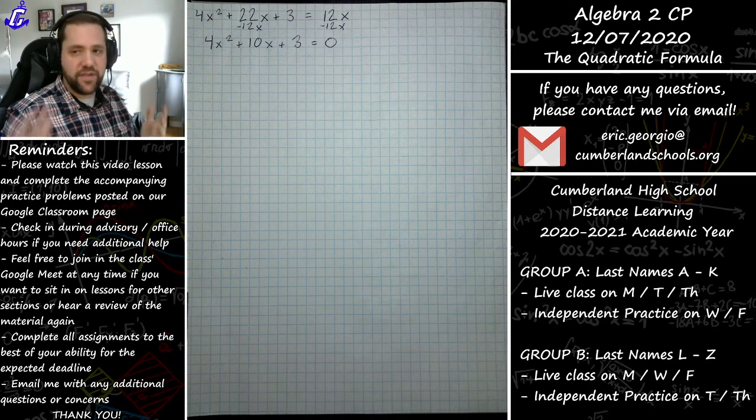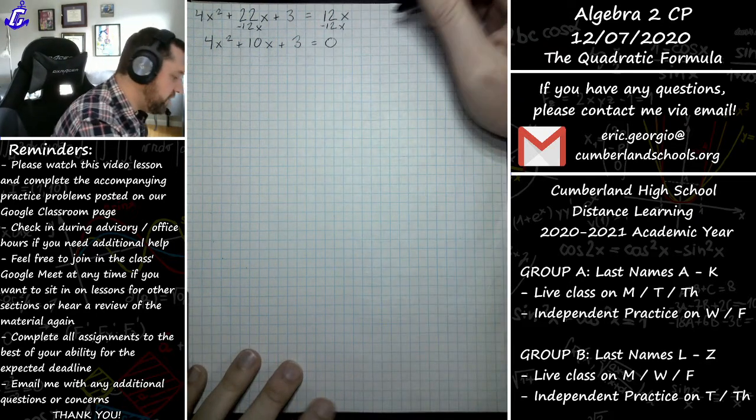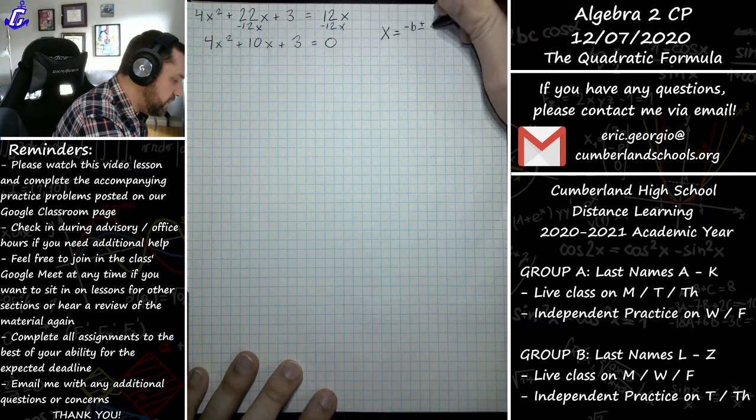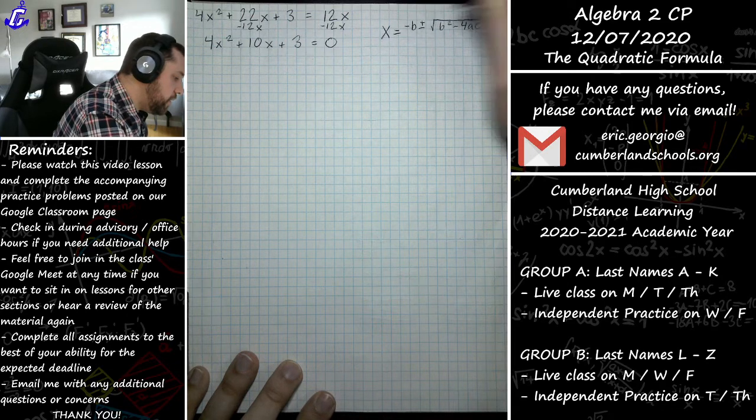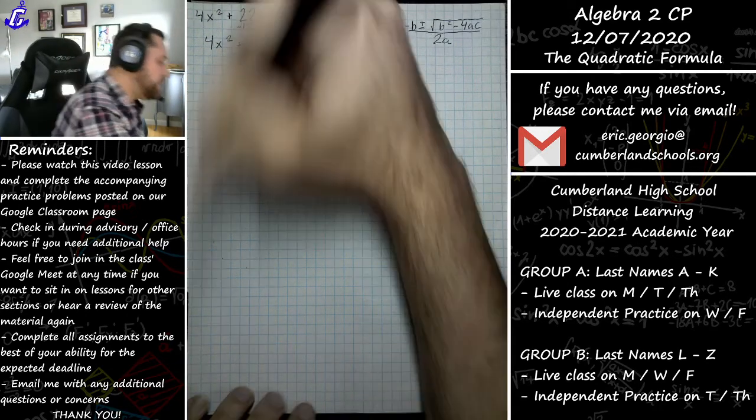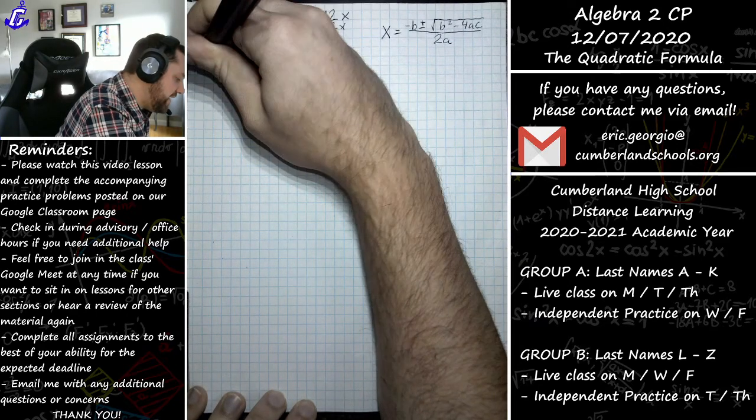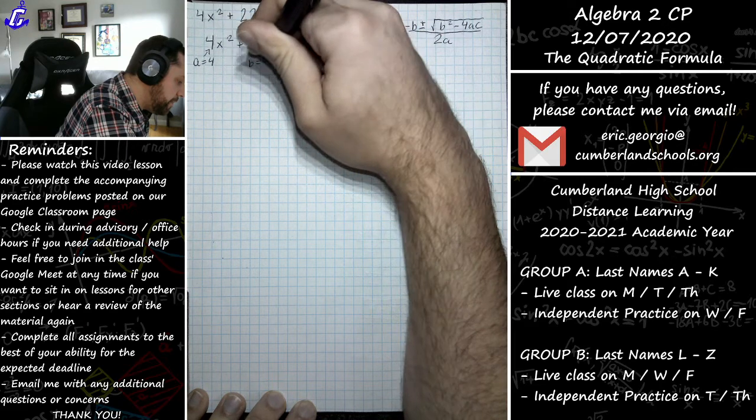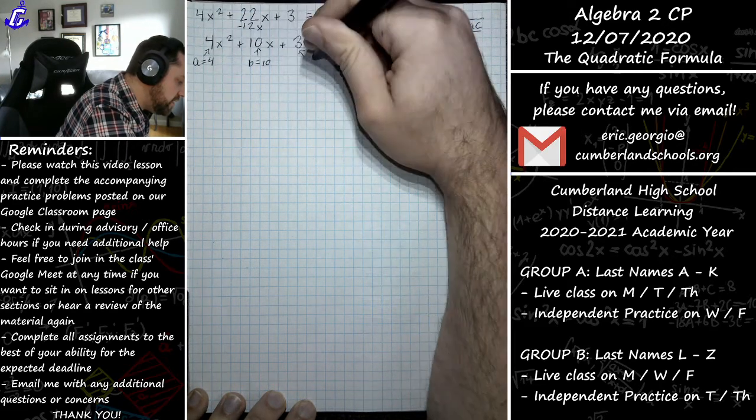Now I'm in my standard form. Now I can use my quadratic formula. Again, I'll write it here for you very quickly. Negative b plus or minus the square root of b squared minus 4ac all over 2a. There we go. We can identify that our value for a is 4. Our value for b is 10. And our value for c is equal to 3.